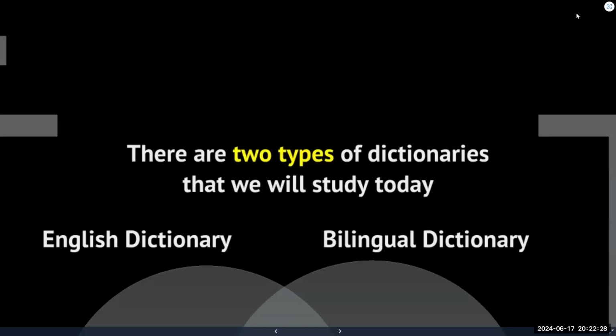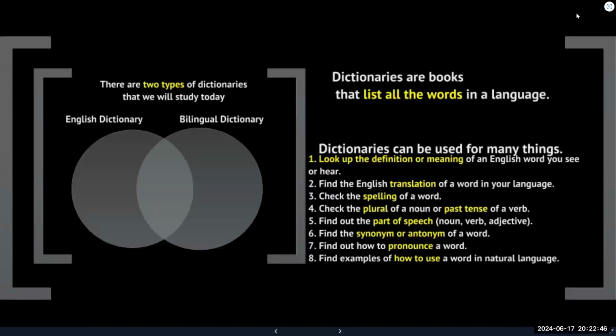So there are two types of dictionaries that we will study today. We have the English dictionary and we have the bilingual dictionary. And we said that bi means two, lingual is language. So bilingual means it has two languages in it. So in a bilingual dictionary, you can find all of the stuff that we saw, plus the meaning in the other language as well, okay? The English dictionary will have all the stuff that you see on here in English. The bilingual dictionary will have this stuff, but will also have the meaning in the other language.